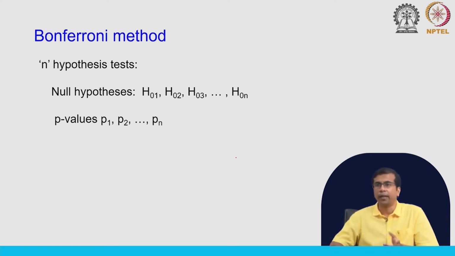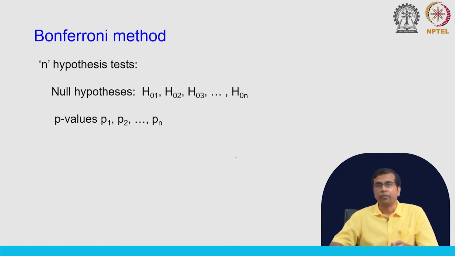Okay. So, then n could be 1000 or maybe 10,000, depending on the number of genes that you are testing. And for each statistical test, we have a null hypothesis, which we number as H01, H02, H03 and so on up to H0n. For each gene we do the statistical test and we have a null hypothesis for each of those tests.